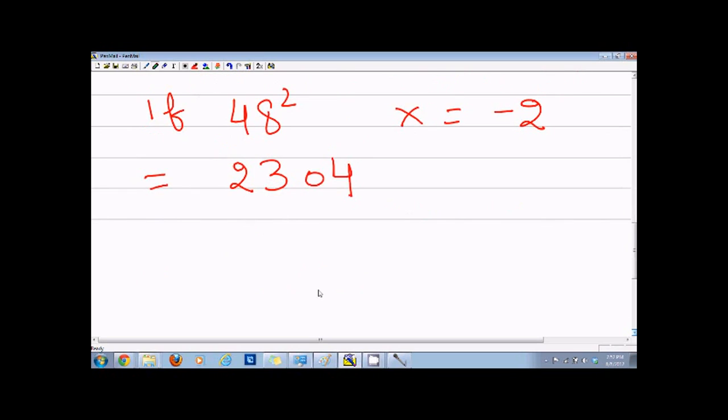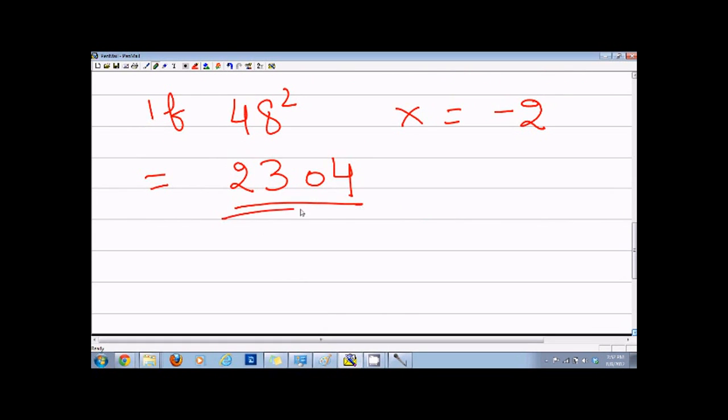So I hope this trick will help you for quickly doing these calculations and going quickly through your exam. It will give you confidence also. You can also impress your friends by telling them how you can square all these numbers quickly without using a calculator, in your mind. So I hope this tutorial will help.